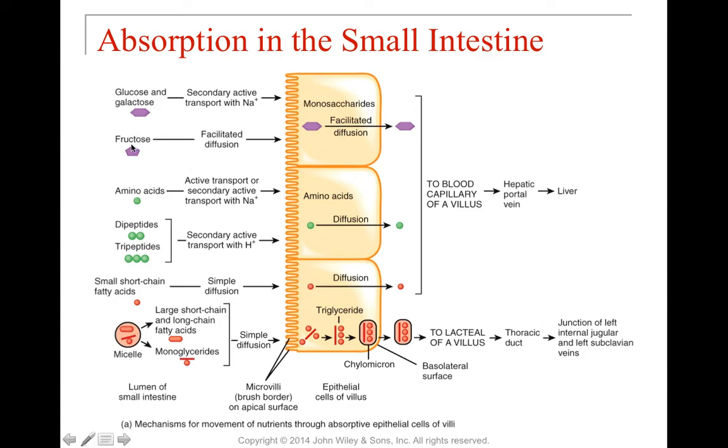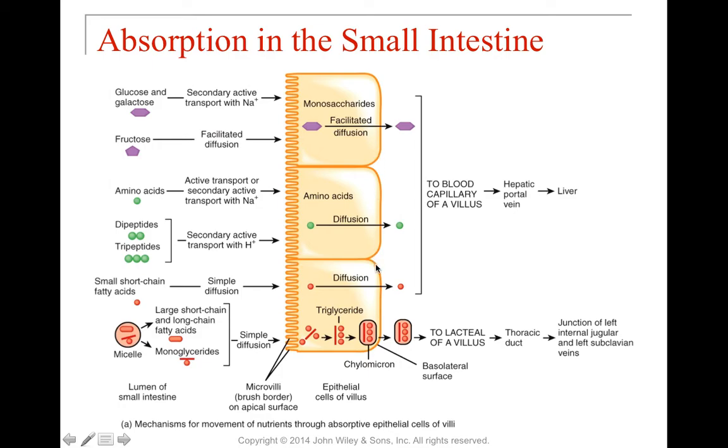Fructose is going to be kind of the same way, except it doesn't need to be active transport. It's going to go by facilitated diffusion, so it's not going to cost cellular energy, but either way, it's going to get across and it's going to end up in the blood capillary of a villus. And then these are going to end up being brought into the hepatic portal vein and then into the liver. These guys are all going to be taking a different pathway than this pathway here, so I'm going to talk about that pathway there last.